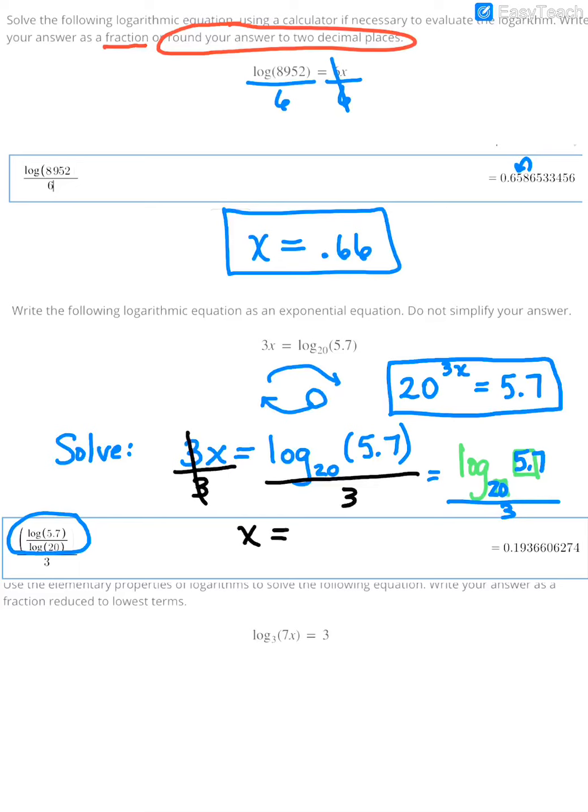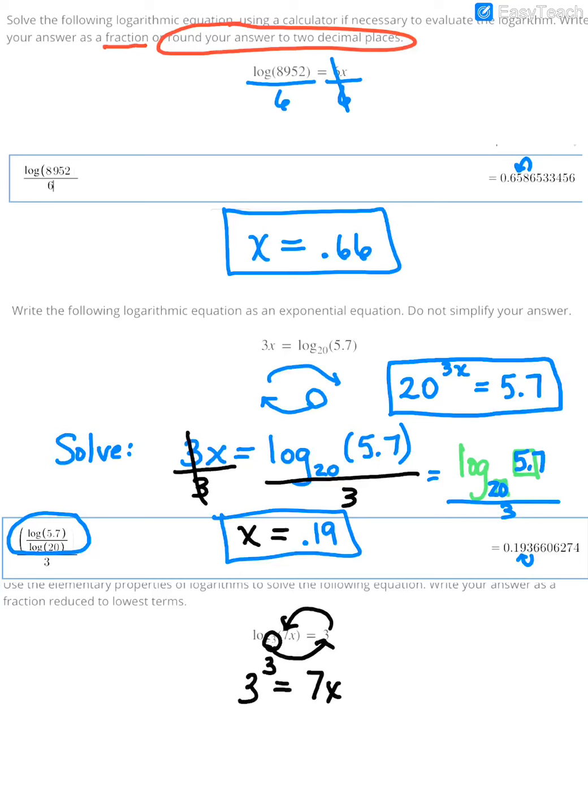Again, with 2 decimal places, notice the 3 will tell the 9 to stay. So in this case, our answer would be x equals 0.19. Now, as we go to the third problem, you will notice that the x this time is on the side with your logarithm. When that is the case, you do have to write it in exponential form first. So we're going to start with our base. 3 is our base. We're raising it to the power of 3, and we're saying that's equal to 7x.